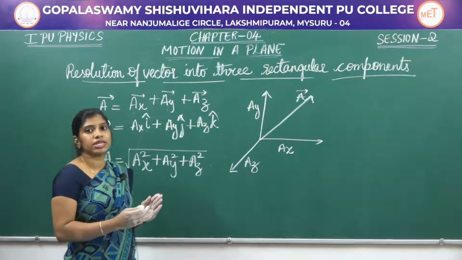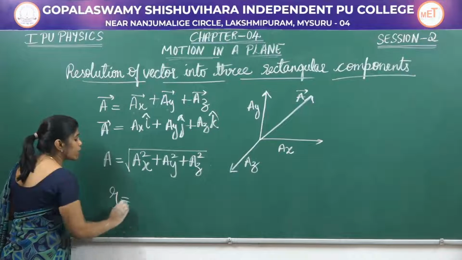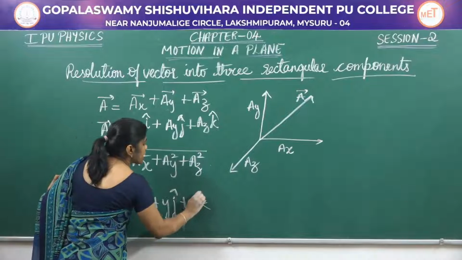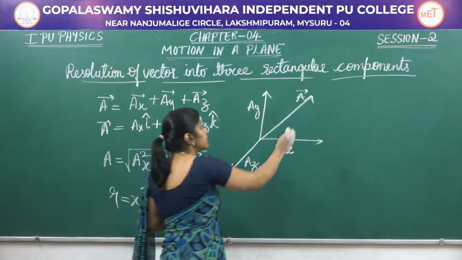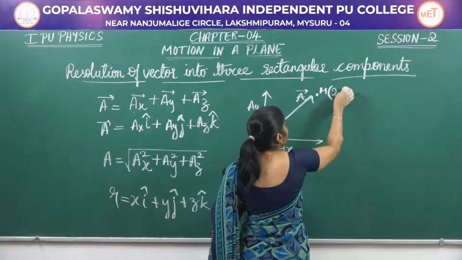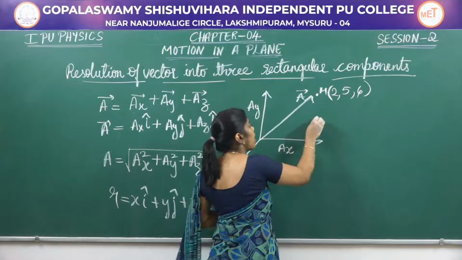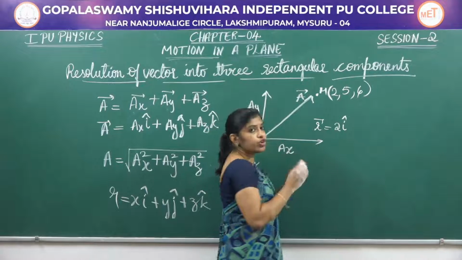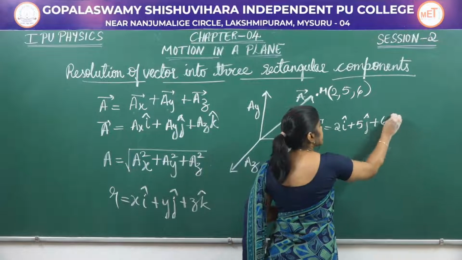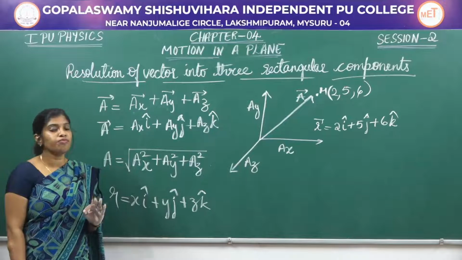So, if you want to represent the position vector R in space, then that R will be equal to x i cap plus y j cap plus z k cap. And if I say that this position vector R has coordinates 2, 5, 6, then how do I write this position vector? R will be equal to 2 along the x-axis plus 5 along the y-axis plus 6 along the z-axis. So, this is how you are going to represent the position vector in space.